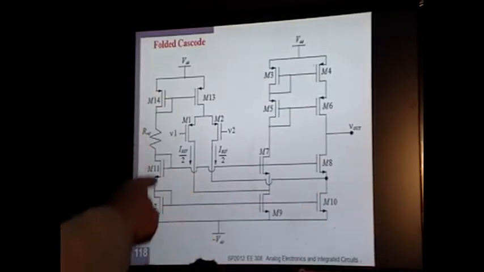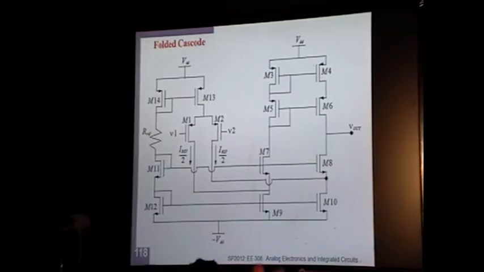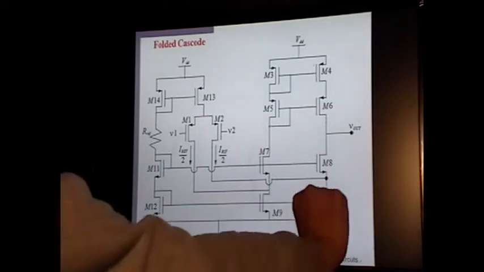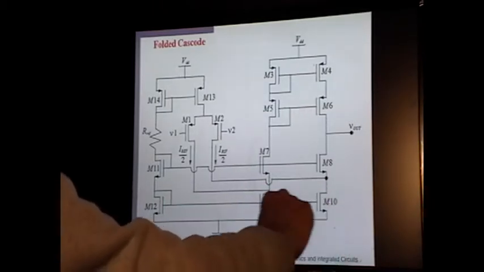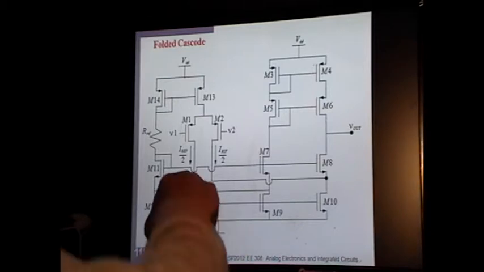So here's IREF going through the biasing circuitry, generates a VGS, which for those who are not used to working with MOSFETs, that's the same as VBE. So this sets the VBEs across here, which is going to put IREF through both of these branches. Okay, those are fixed currents. Let's see what's going on over here.